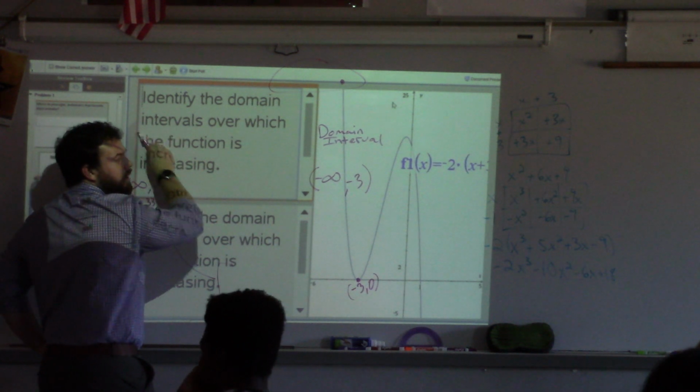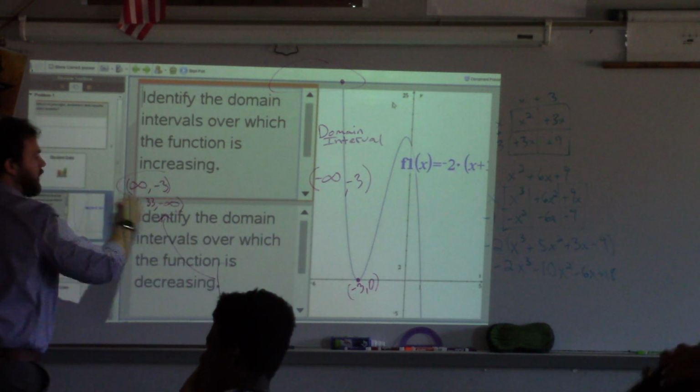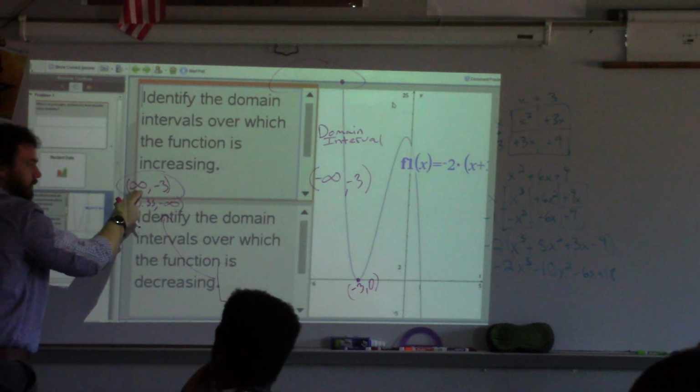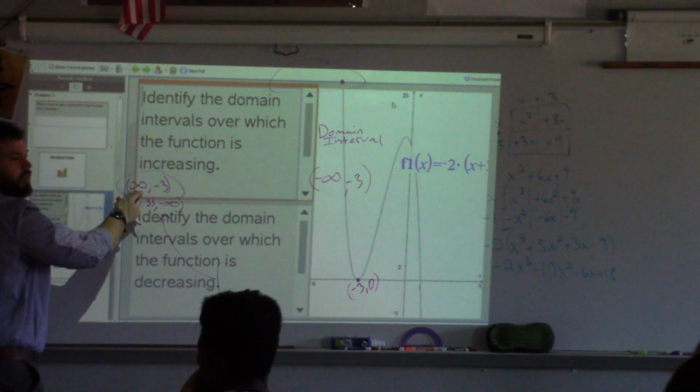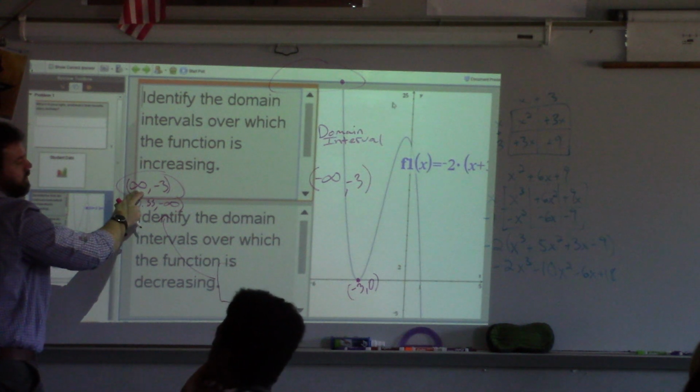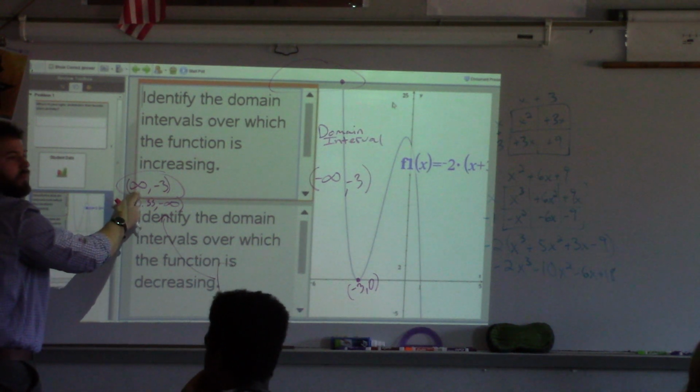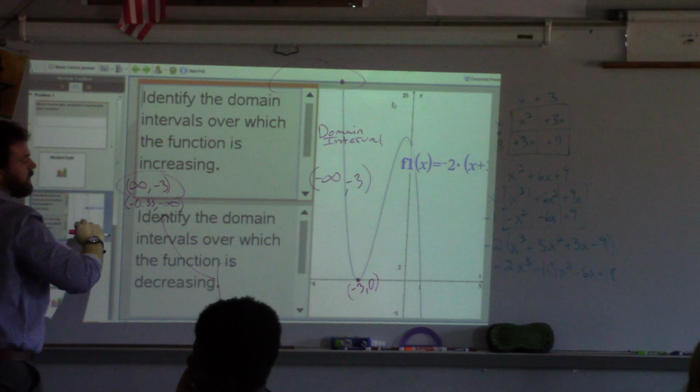Negative infinity. This infinity that the person put, which it wasn't just you, it was multiple people, that infinity is not an x value, it's not a domain value, that is the range or the y value. You've got to remember it's a domain interval over which it's increasing or decreasing.